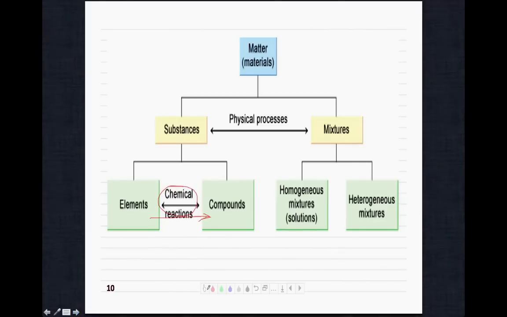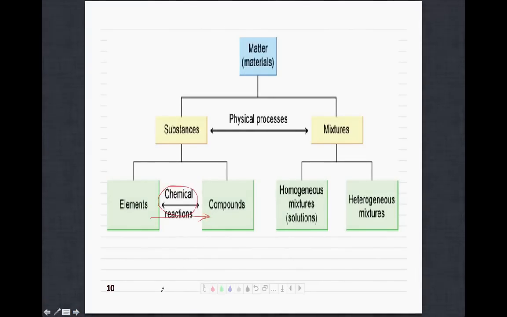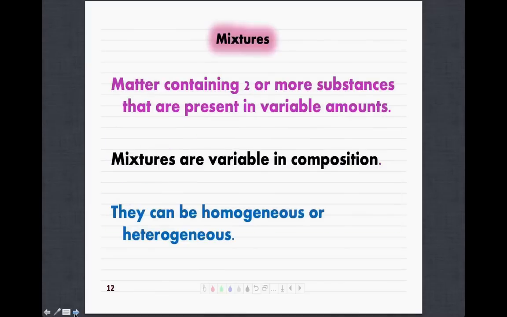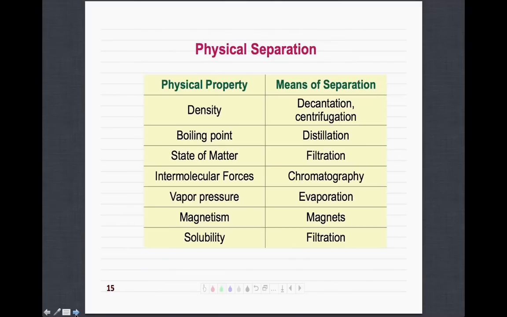The others are physical processes. Now, when we do physical separation, we're depending on the physical properties of the matter, not the chemical ones. An example of that is density. In the example that we just showed about oil and water, they are separated. The oil is on top of the water because it has a lower density.